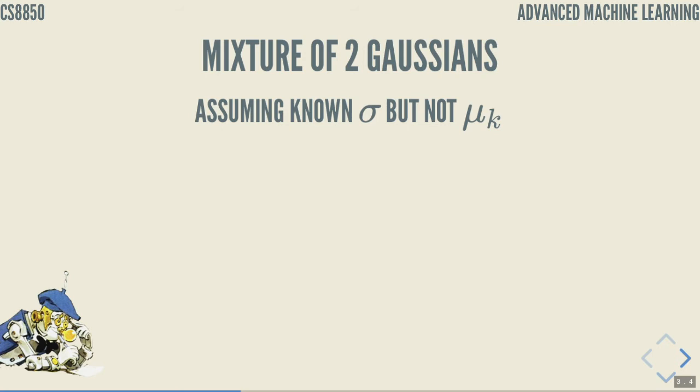Let's make another assumption. Assume that we know sigma, but we don't know the mu's. Before, we knew everything and we figured out what the class posteriors would be, the posterior probability distributions of the classes. Now assume the mu's are not known. How would we go about it? Well, let's look at the mixture of our two Gaussians again.